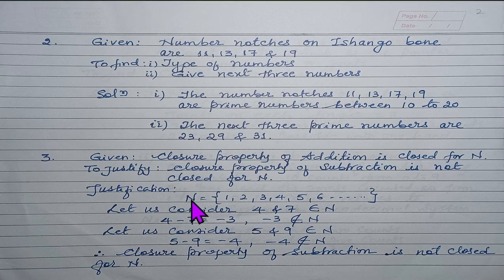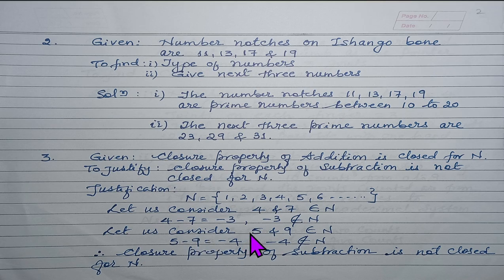We know that the set of natural numbers is N equal to, within the braces, 1, 2, 3, 4, 5, 6 and so on, that is endless. Now let us consider 2 numbers 4 and 7 which belong to natural numbers, and if I subtract 7 from 4, 4 minus 7 is equal to minus 3. Minus 3 is not a member of the natural number set, or it does not belong to N, and therefore the closure property of subtraction is not closed for the set of natural numbers.